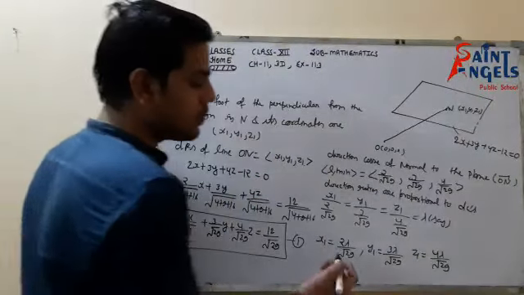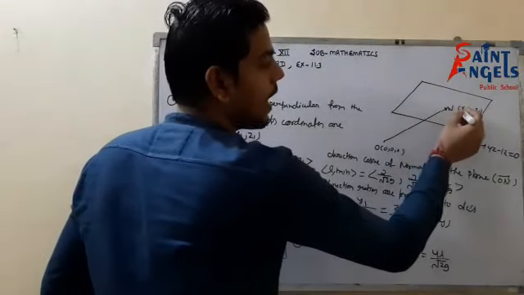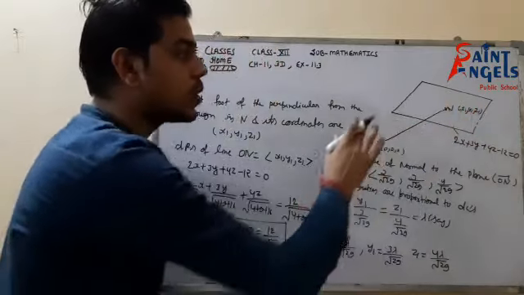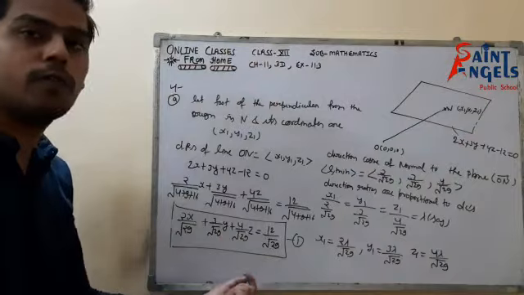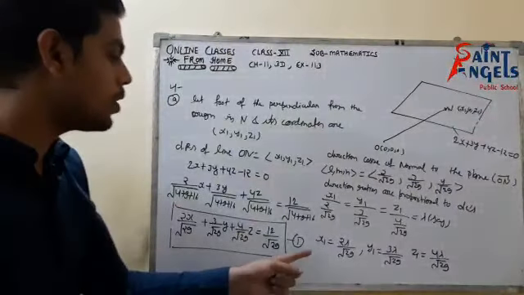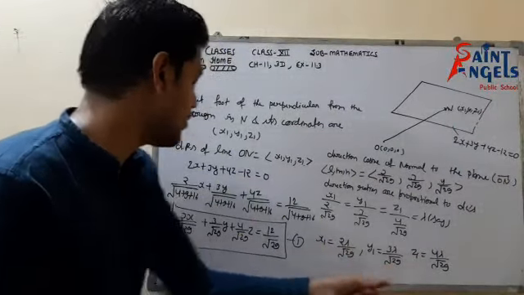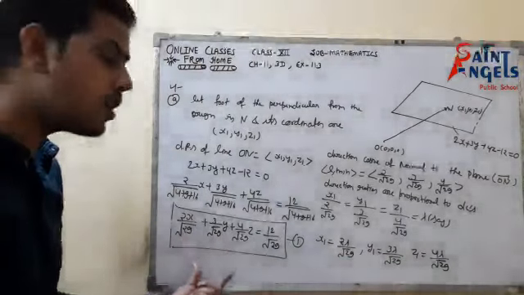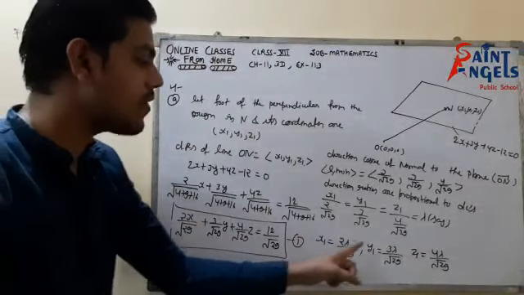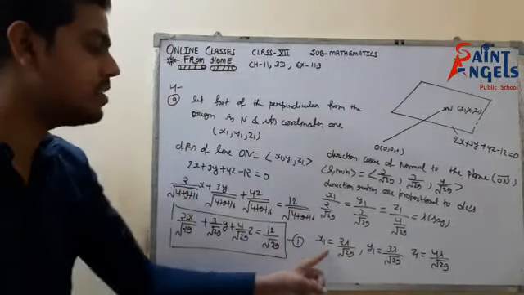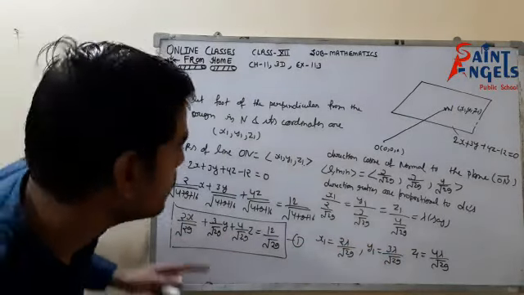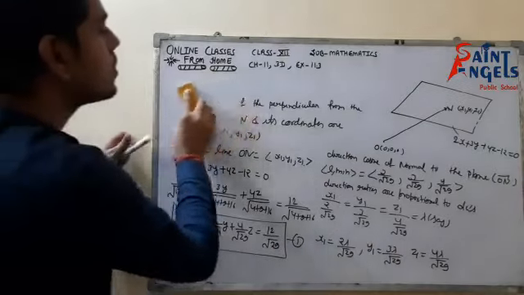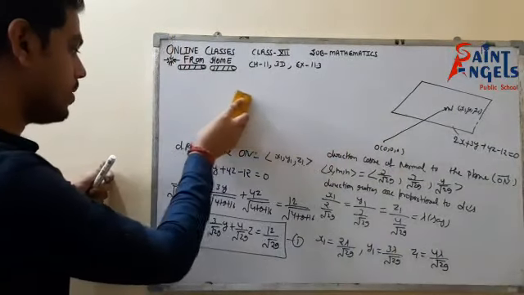We know that point N, x1, y1, z1 lies on the plane. Hence, these points will satisfy the equation of plane. So what I will do? I will put the value of x1, y1 and z1 into this equation. Because x1, y1, z1 lies on the plane, hence these will satisfy the equation of plane. Okay, so now I'm just going to do the rough work here because of lack of space.